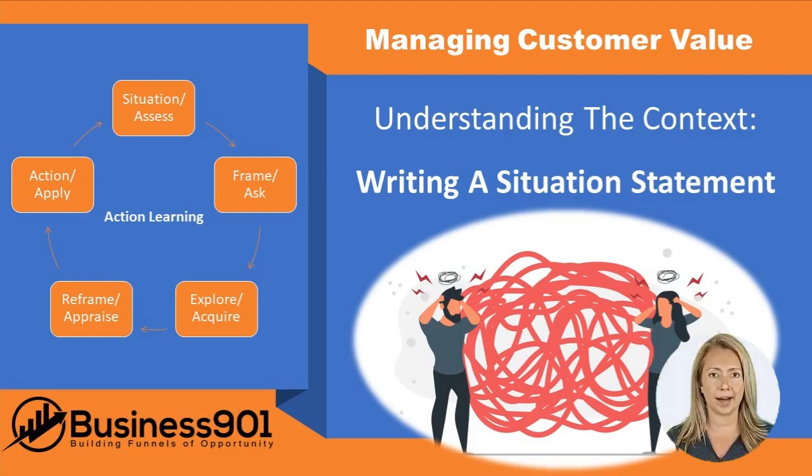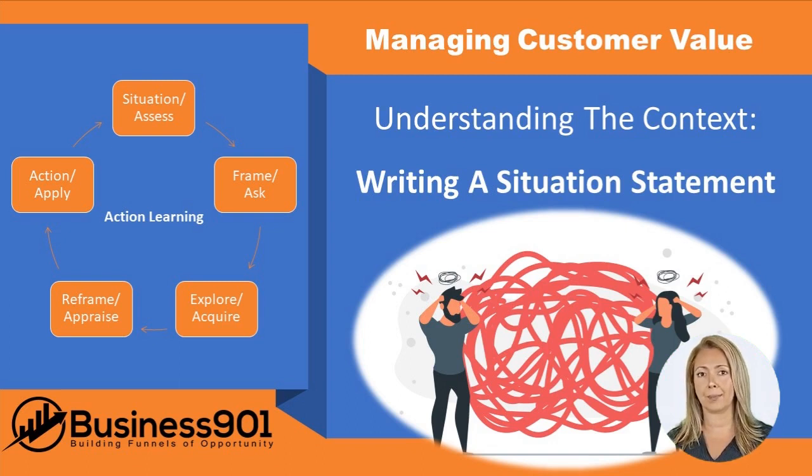What is a situation statement? A situation statement is a document that explains the current state of a project or initiative. It includes an overview of the situation, the problem that needs to be addressed, the goal of the project, and the available resources. The situation statement is used to help stakeholders understand the context of the project and make decisions about how to move forward.